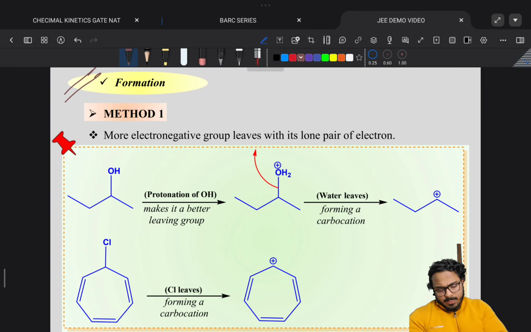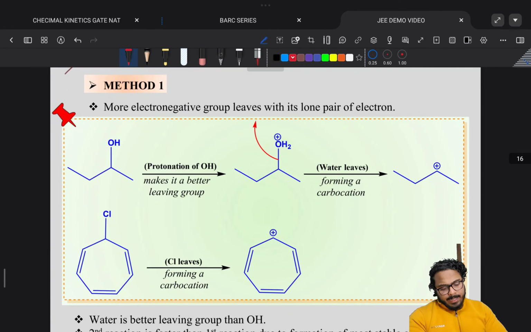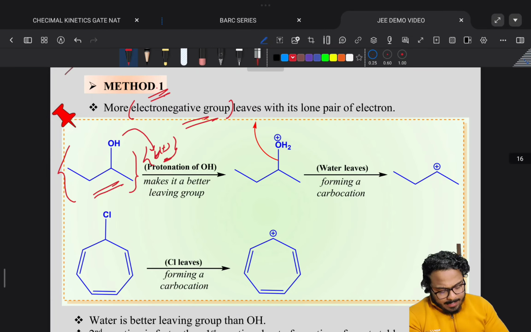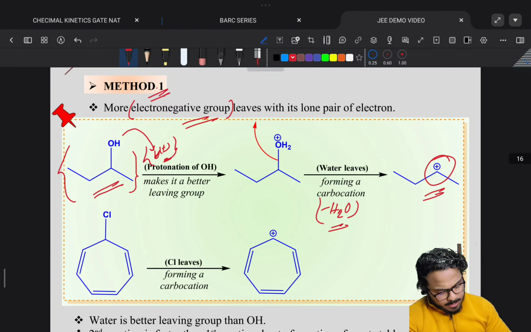So this is the formation step, how the carbocation is formed. The more electronegative group is left. First is method 1. In method 1, the more electronegative group is left. As you can see, here is a secondary alcohol. It protonates, just collects the H plus from any acidic group, and water is left, minus H2O. For that reason, one carbocation is formed.